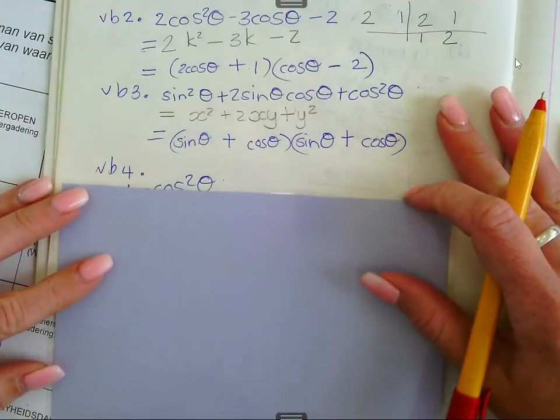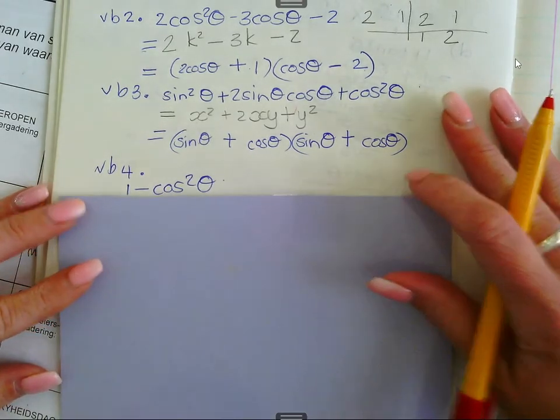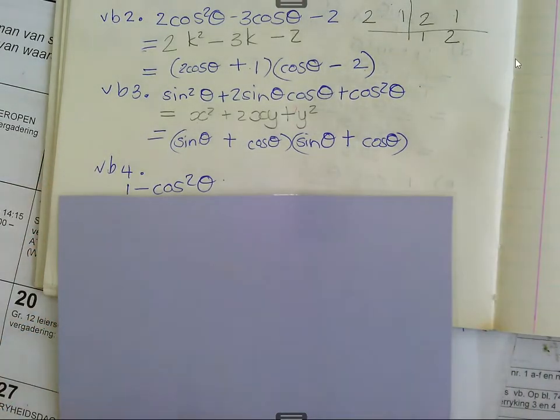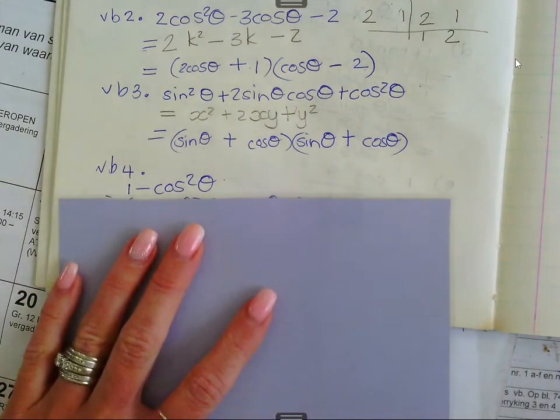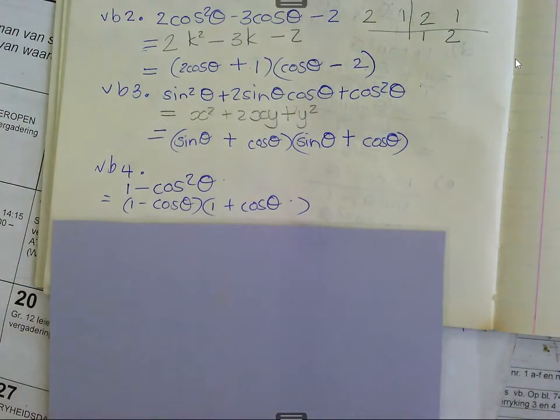Then example 4, I hope you can all tell me what that is. The difference of 2 squares. So if I were to factorize it, it's 1 minus cos and 1 plus cos.